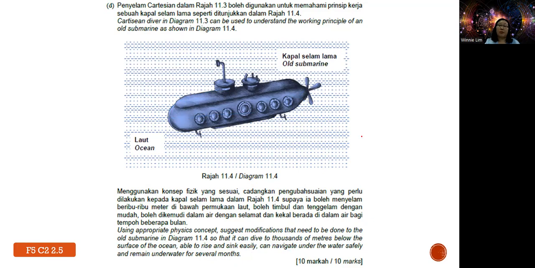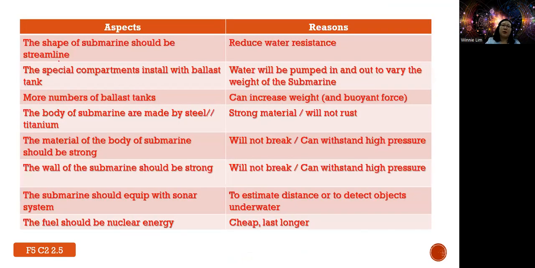Okay, so here is the possible answer that you can give. The shape of the submarine should be streamlined. Why? To reduce water resistance. And then a special compartment installed with ballast tanks, where water will be pumped in and out to vary the weight of the submarine. More ballast tanks can increase the weight. And then the body of the submarine is made of steel or titanium, so it's strong. So basically this viewpoint is similar, just the way you write it. And the reason is to withstand the high pressure.